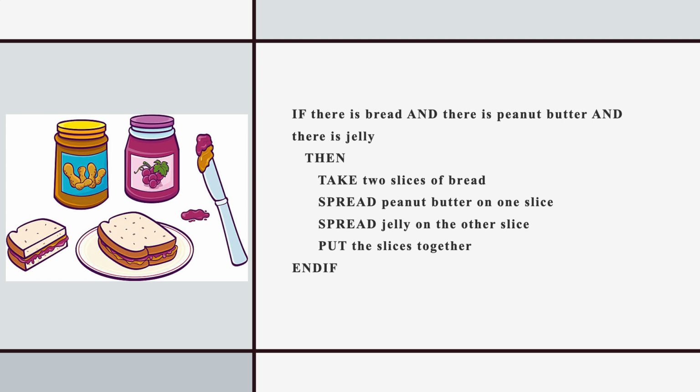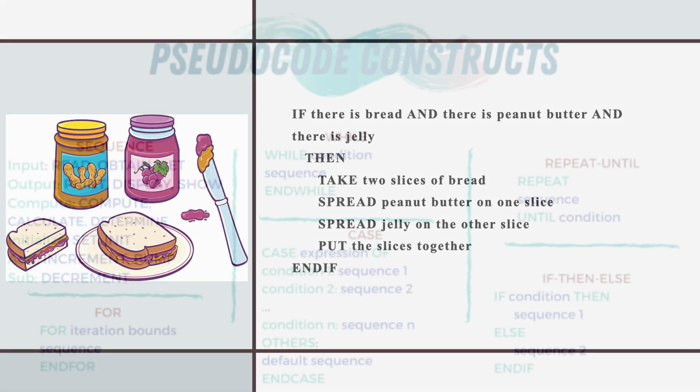So pseudocode helps us plan what we want the computer to do without worrying about the exact computer language it understands. It's like writing down our ideas before we start building something. So pseudocode is like our secret language to talk to computers in a way they can understand, even if it's not in computer words. So pretty cool, right?